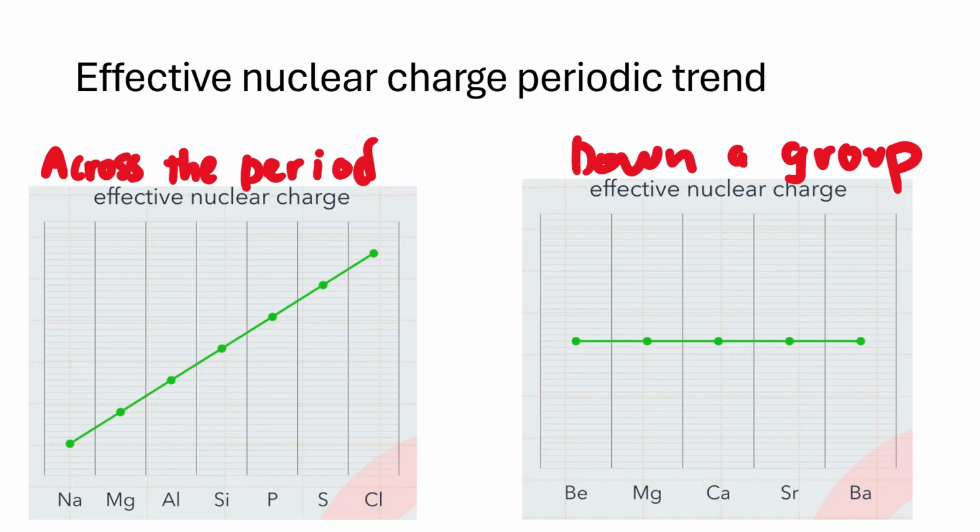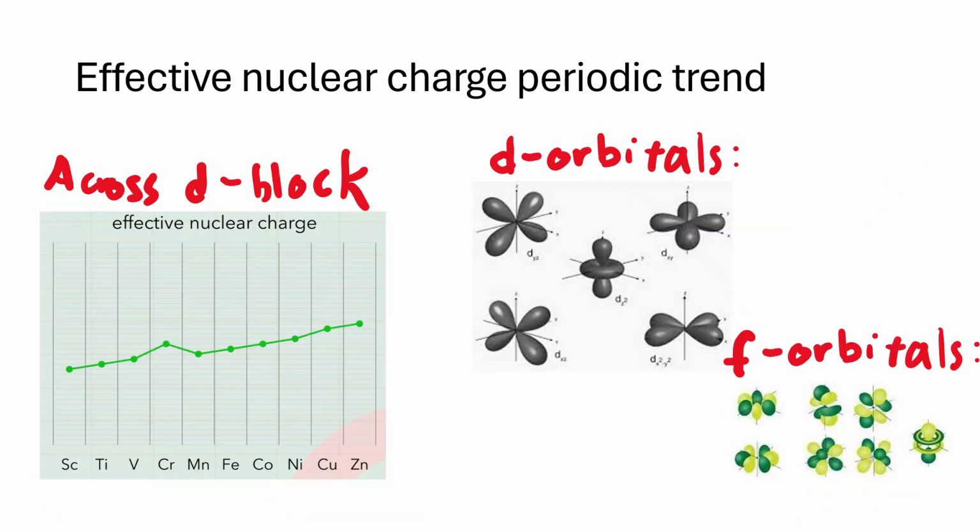The nuclear charge increases as the number of protons increases. The screening effect remains relatively constant as the number of core electrons remains the same. Hence, the effective nuclear charge increases.